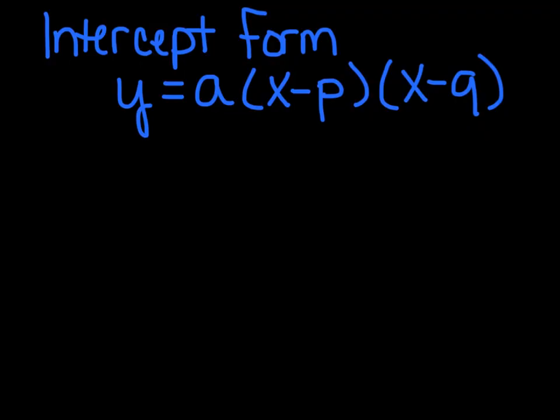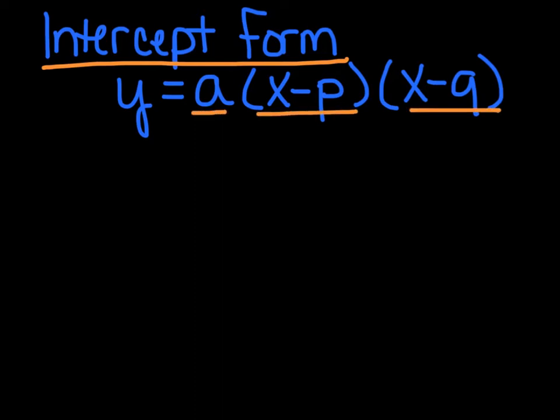Okay, moving on. Now we're going to talk about intercept form. That's also known as factored form, and its basic form is y equals a times (x minus p) times (x minus q). So your x-intercepts, that's when y is 0. If I set this all equal to 0, then either a has to be 0, which isn't going to work, or x minus p has to be 0, which means that x equals p, or x minus q equals 0, meaning that x equals q.